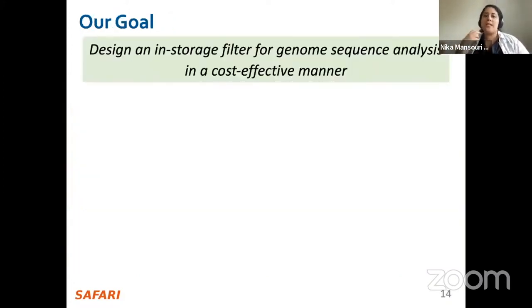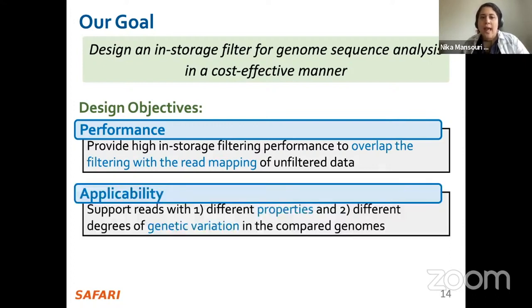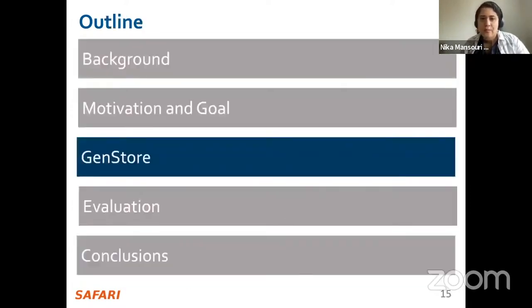So motivated by these observations, our goal is to design an in-storage filter for genome sequence analysis in a cost-effective manner. And we have three key objectives in designing our new system. First, the system should provide high in-storage filtering performance to overlap the filtering with the read mapping of unfiltered data. Second, the design should support reads with different properties and different degrees of genetic variation. And third, it should not require significant additional hardware overhead.